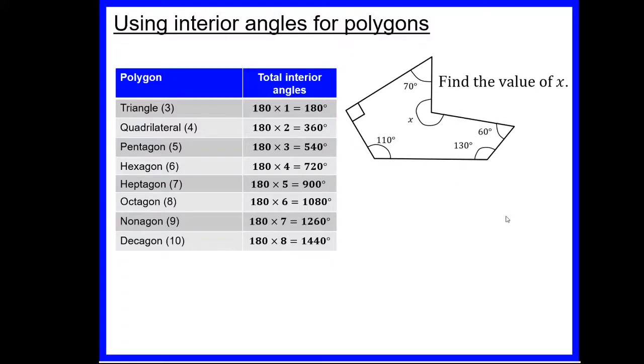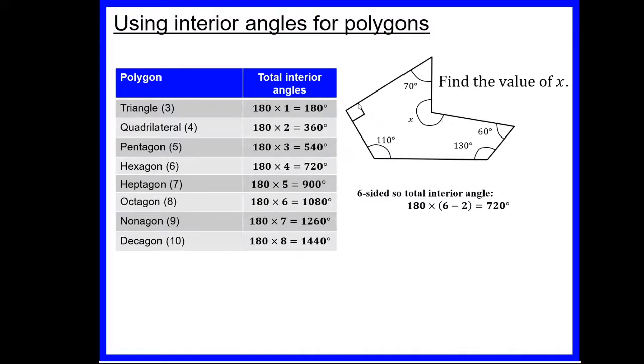So a 6-sided shape. So if we apply our formula to our 6-sided shape, we've got 180 times 6 minus 2. Remember, the 6 minus 2, 6 sides minus 2 tells us how many triangles we can split the shape into, and that gives a total of 720 degrees. If we know that the entire shape contains 720 degrees, if we do 720 minus all of the other angles added together, we'll be able to find angle x.